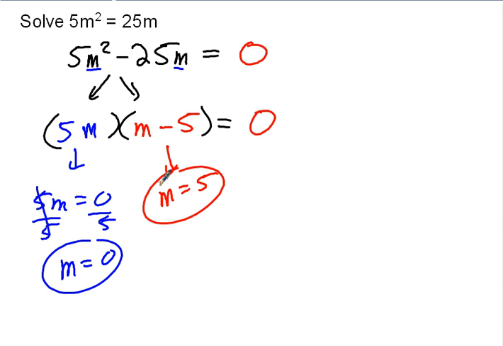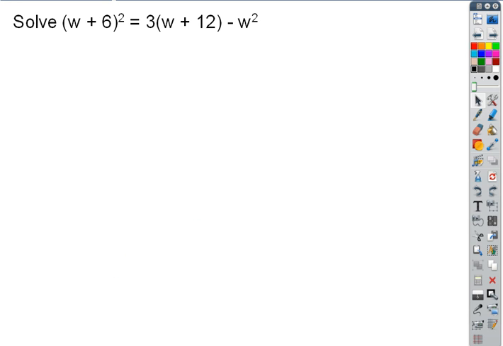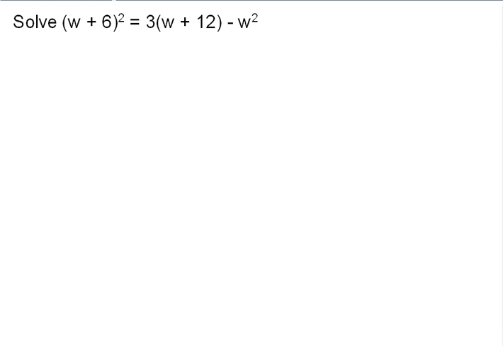Now we've got to put it in standard form before we do anything. Then you always try to factor out a greatest common factor. If you can factor out a variable, that's awesome, and that makes life really easy. All right, real quick, let's look at one like this. That looks terrible, but it's not that big a deal.